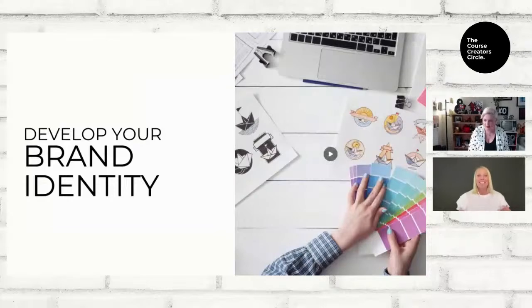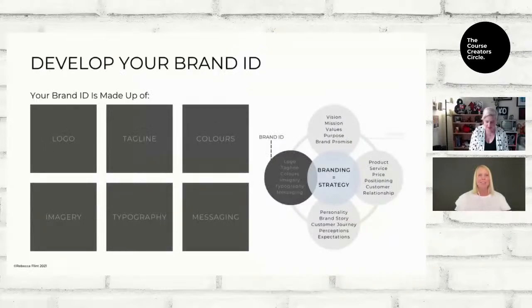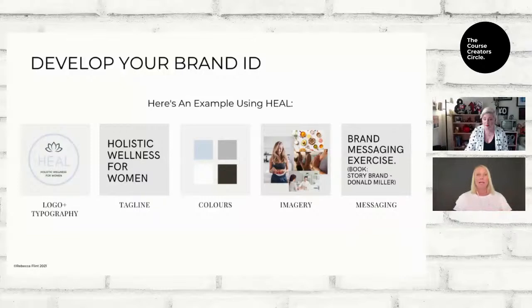So once you've done the hard work and you've built those foundations, now you get to do a little bit more of the fun stuff. So let's start looking at building out our brand identity. So just a refresher, except for now it's in a circle rather than a line. We have our 4 brand buckets, and the brand ID bucket is broken down into your logo, tagline, colors, imagery, typography, and messaging. Now, I've taken this HEAL brand and brand identity, and I've started to build out each of these elements to give you an example.